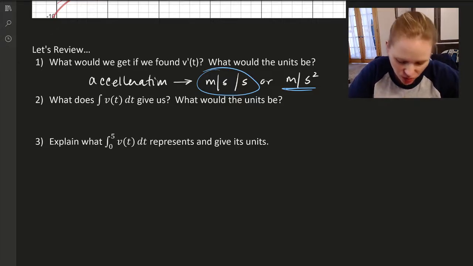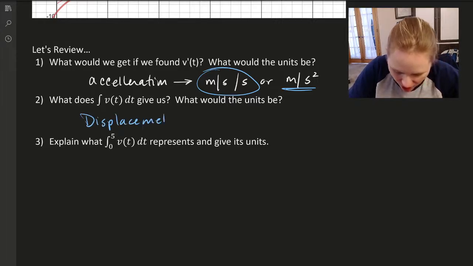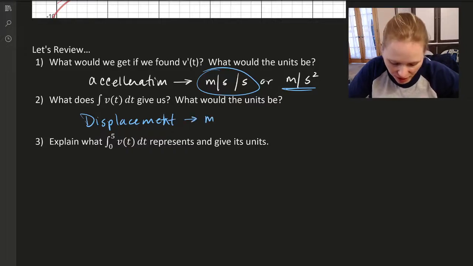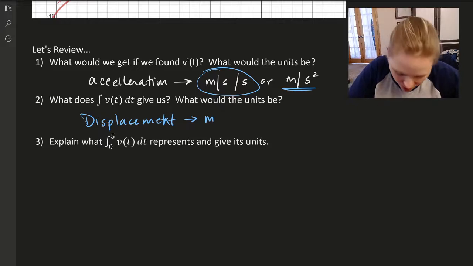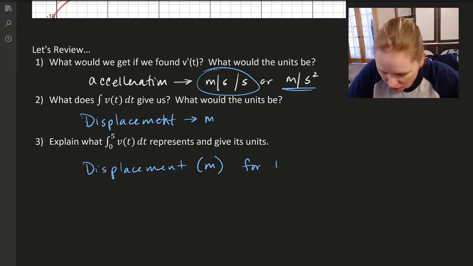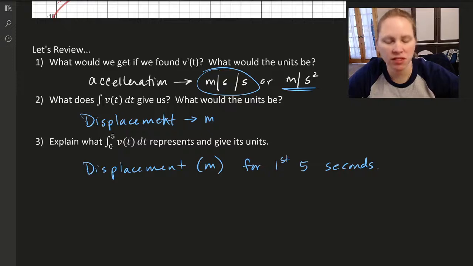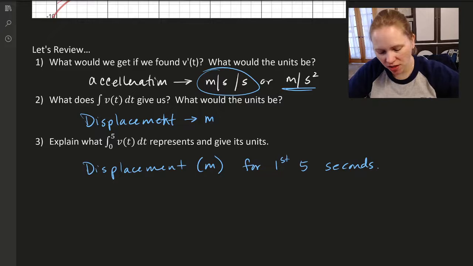The next question says, what does the integral give us? This gives us displacement, and the displacement would be measured in meters. If I were to integrate specifically from 0 to 5, this would be the displacement in meters for the first 5 seconds. Understanding and being able to interpret what the integral means is a key concept that could come up on an AP exam. Understanding the relationship is critical to being able to solve these problems.